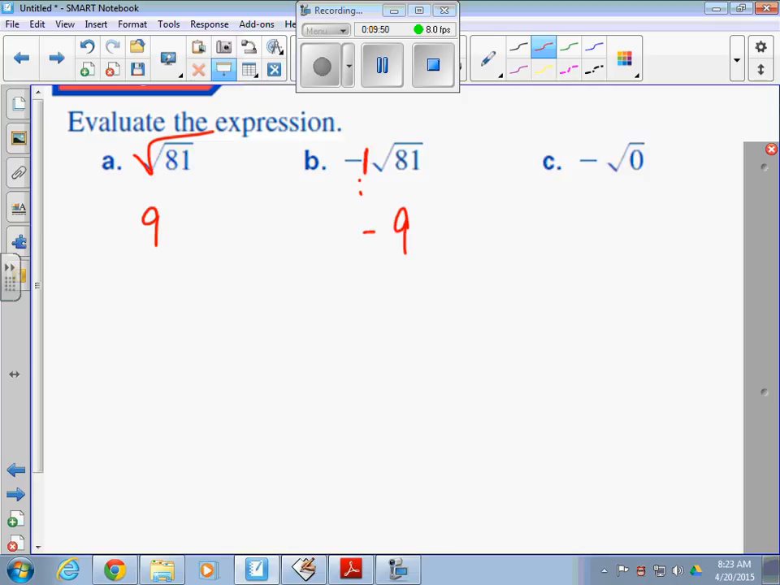And then negative square root of 0. What times itself is 0? You know that 0 times itself is 0, and 0 is neither negative nor positive, so when that negative comes down, it doesn't even change what it is. For you to write it as positive or negative 0 is irrelevant.